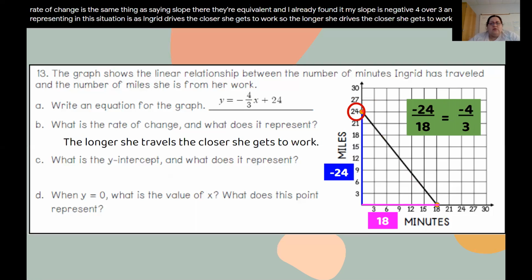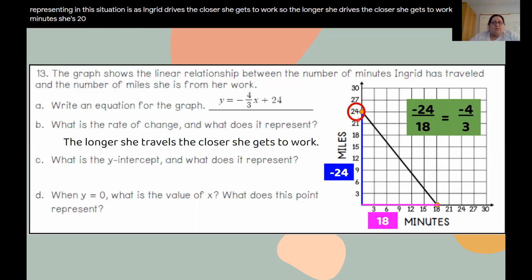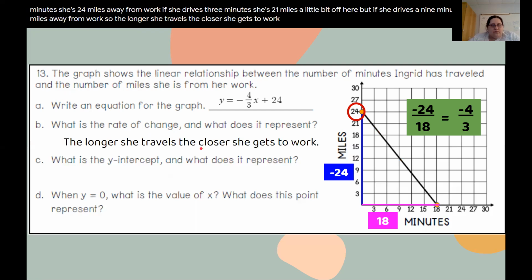If she drives 0 minutes, she's 24 miles away from work. If she drives 3 minutes, she's 21 miles away from work, or just about, and a little bit off here, but if she drives 9 minutes, she's 12 miles away from work. So the longer she travels, the closer she gets to work.